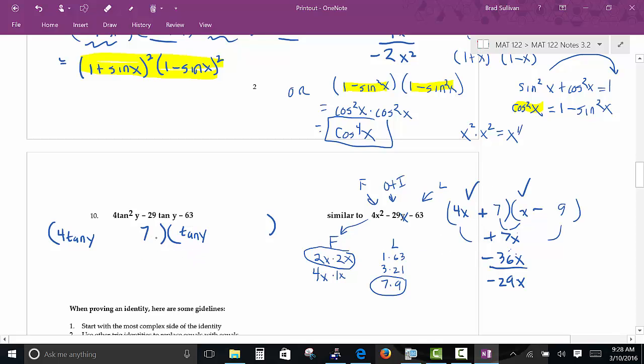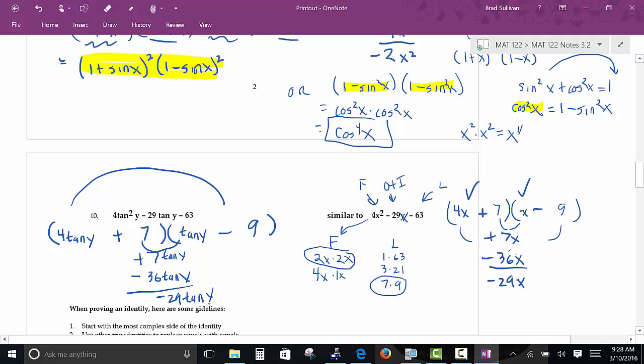Then we're going to go 7 and 9. Plus and minus, and then that works out. And then notice on here the inside term is 7 tangent y, and it's a positive. The outer term here is negative 36 tangent y. So that's going to give what we're after like that. So it's all checkable too.